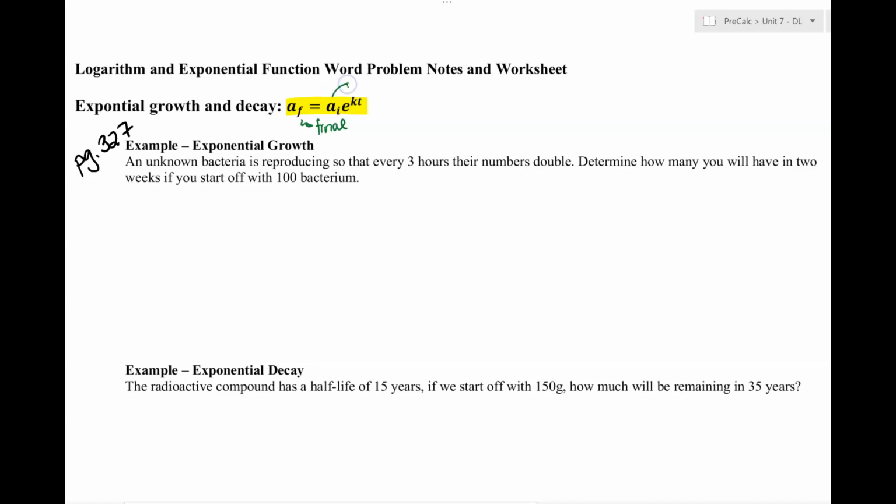A sub i is the initial or the original amount. Okay, you'll see both. e is the number 2.718 blah, blah, blah. k is a constant. Why is it k? I don't know, but I'm going to tell you right now, k cannot be 0. It is a constant value, depending on whether it's growth or decay.